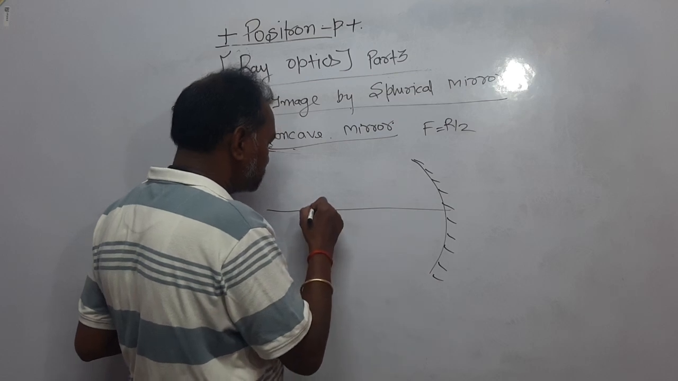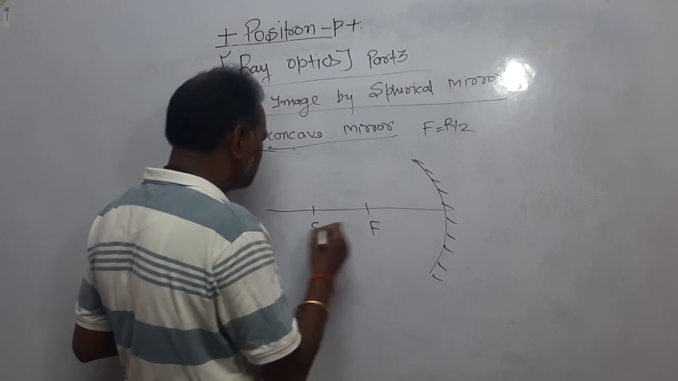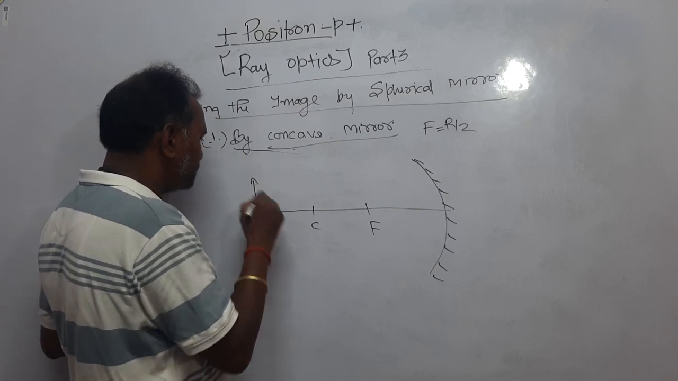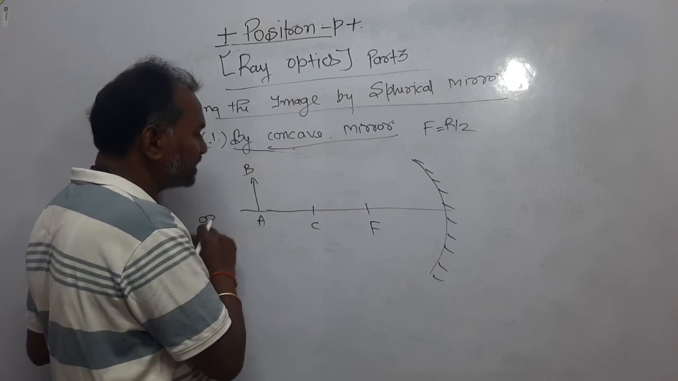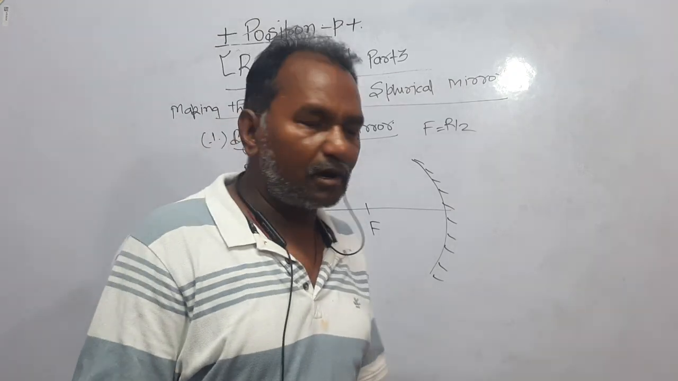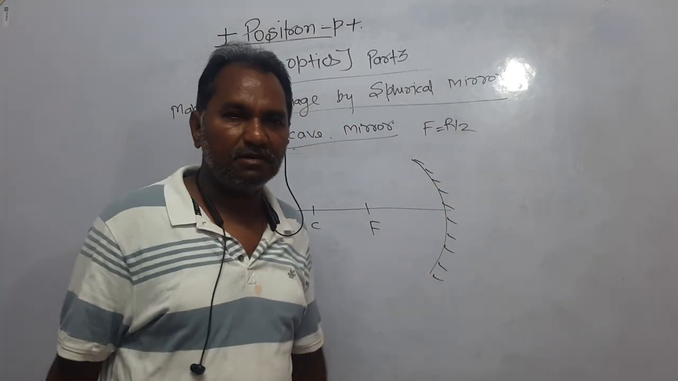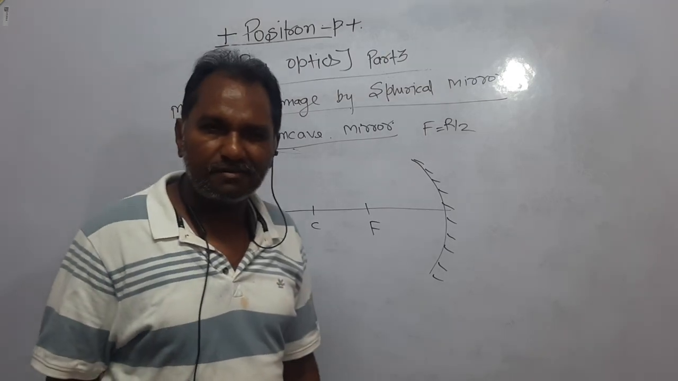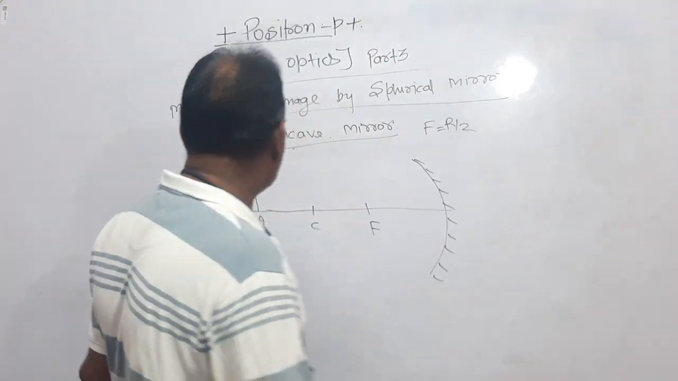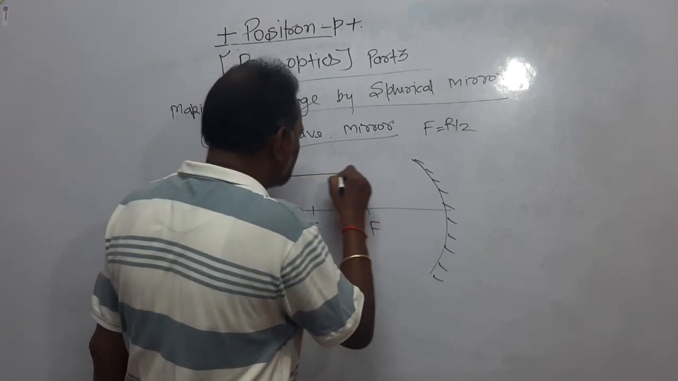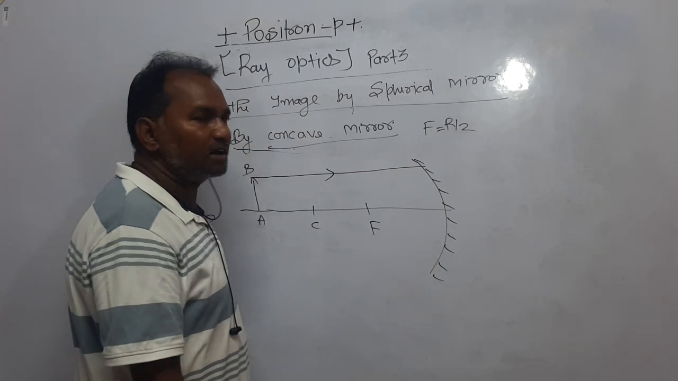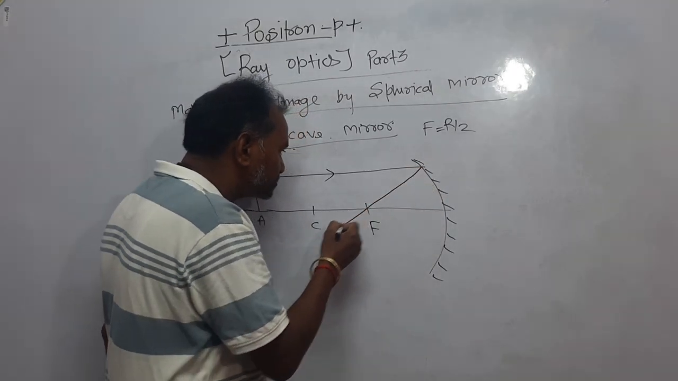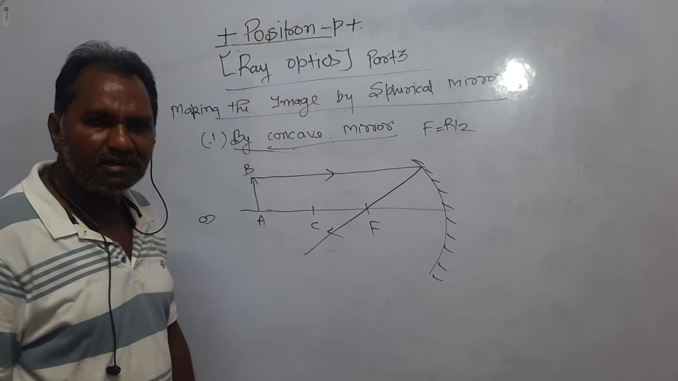This is C, this is F. Now, we have considered an object AB between infinity and the center of curvature. Now we are moving from left to right, right? This time the object is kept between infinity and the center of curvature. How can you create the image? Dear students, very simply, a ray parallel to the optical axis I have considered. After the reflection from the mirror, it will pass through the focus, this way, right?